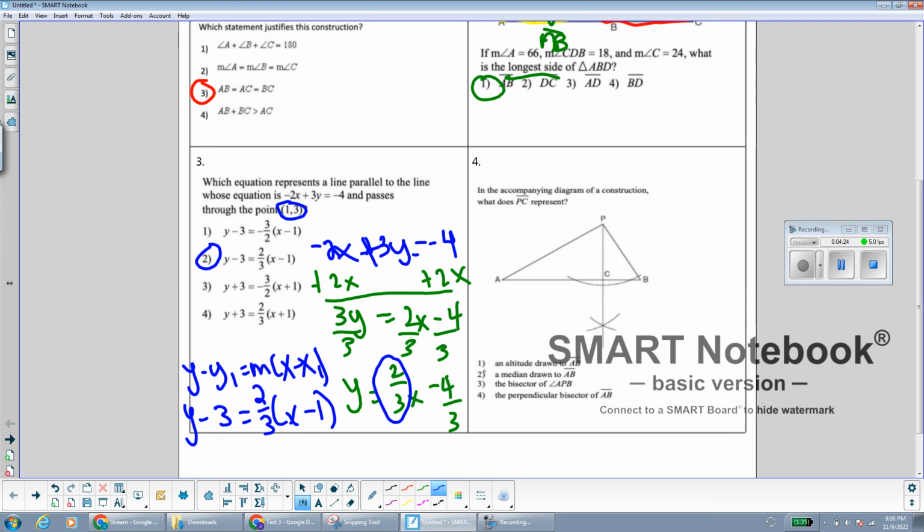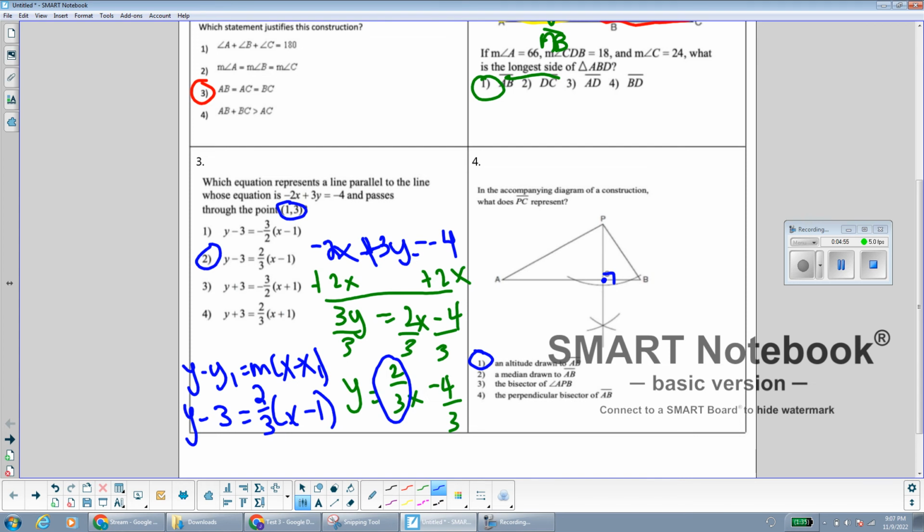For number 4, this is the construction of an altitude. You can review your constructions, but this is for sure the construction of an altitude. It's a perpendicular line. It is for sure not a bisector or a median. And the reason for that is because it doesn't pass through a midpoint. It doesn't cut in half. This point is not the midpoint of AB. So this can't be a bisector. This can't be a median. It's an altitude. All it does is form a right angle. It's a perpendicular line.